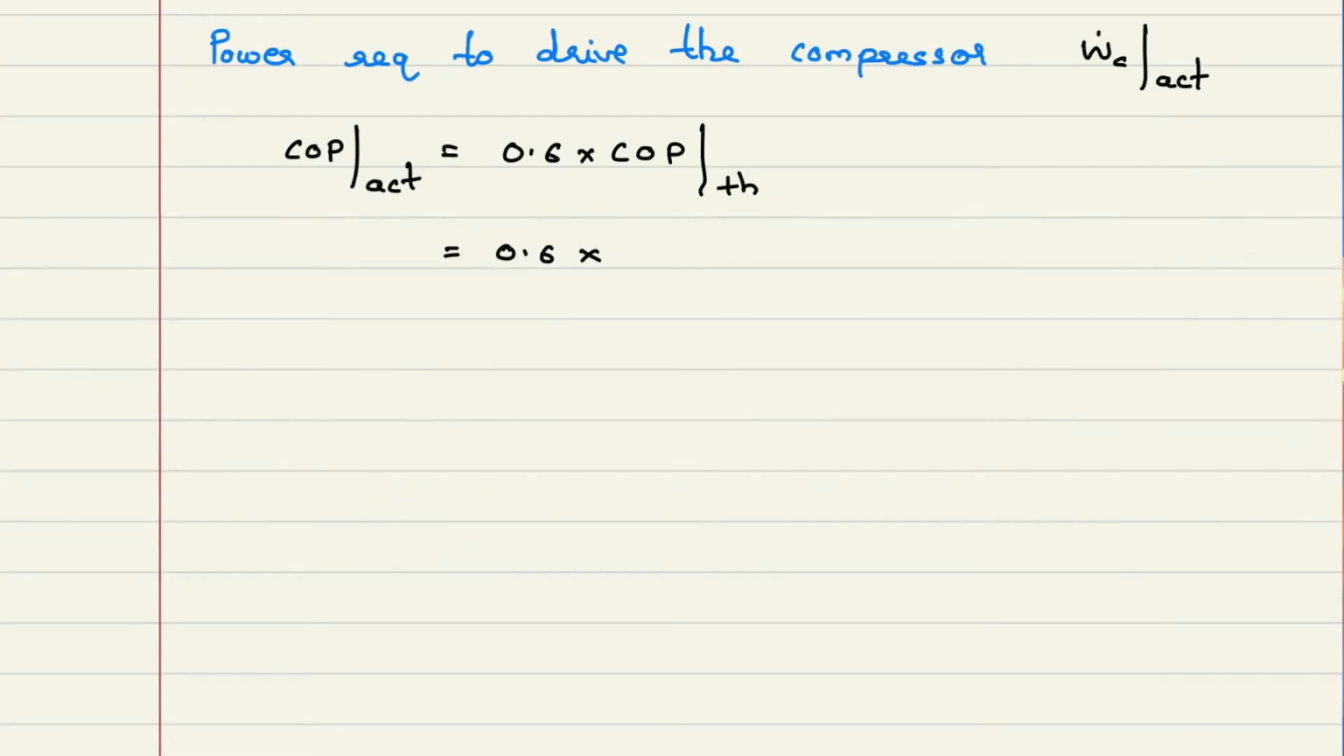So this will be H1 minus H4 divided by H2 minus H1. All the values we have already calculated, the enthalpies. So from here we can calculate this right hand side. This is 3.53.